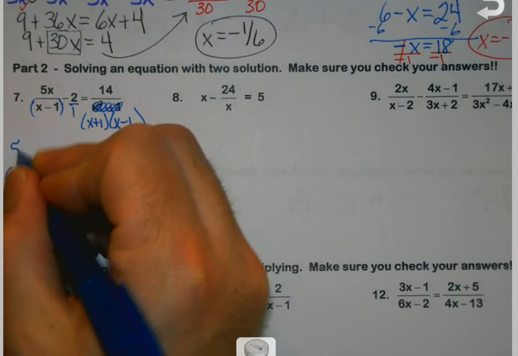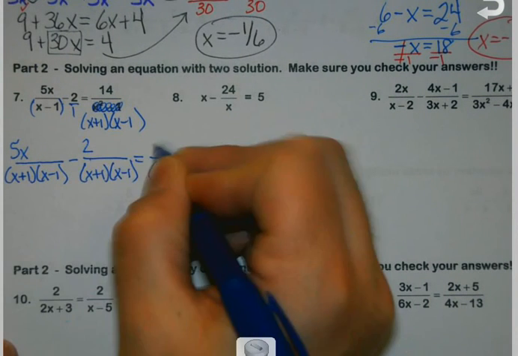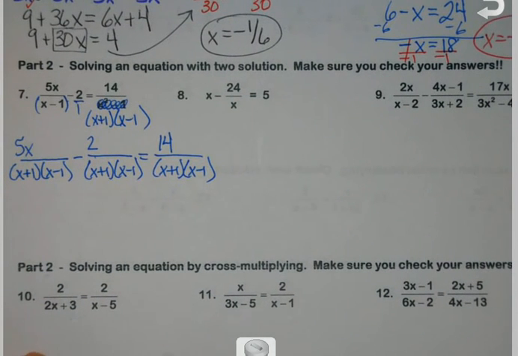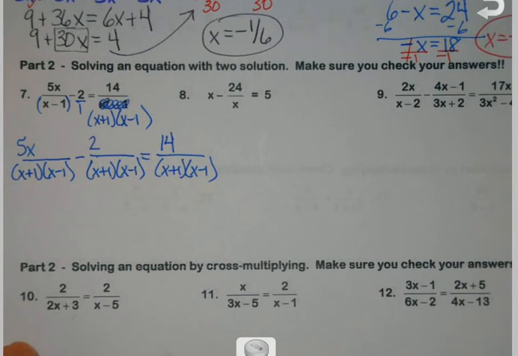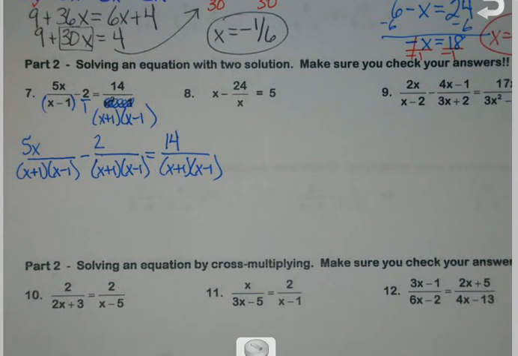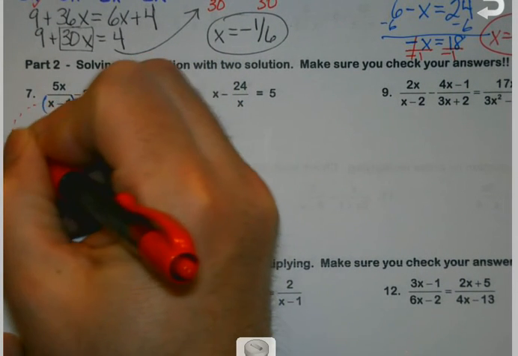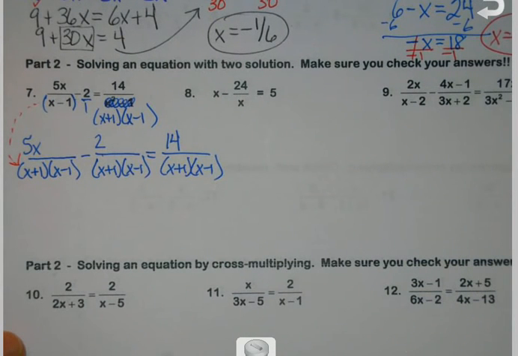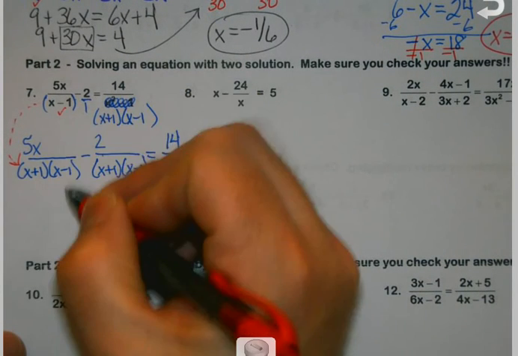So let me get what I've got initially up here. And we're going to use a little common sense this time. We'll see if this clicks or not. So I get my LCD, I get my numerators all rewritten. What do I need in that first fraction? X plus 1.